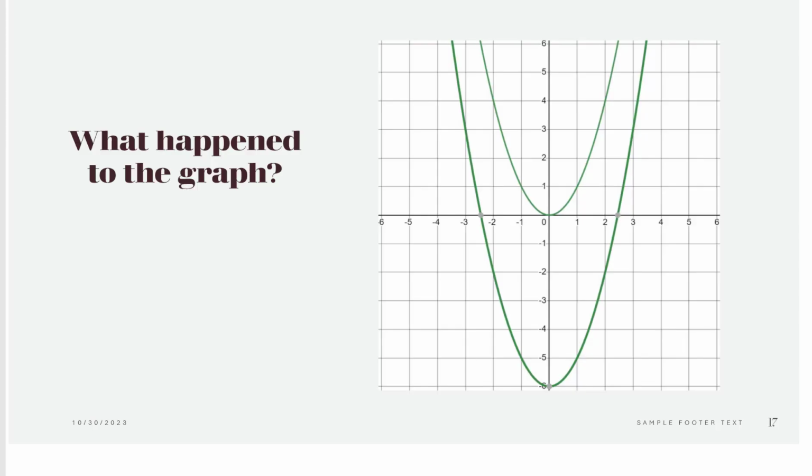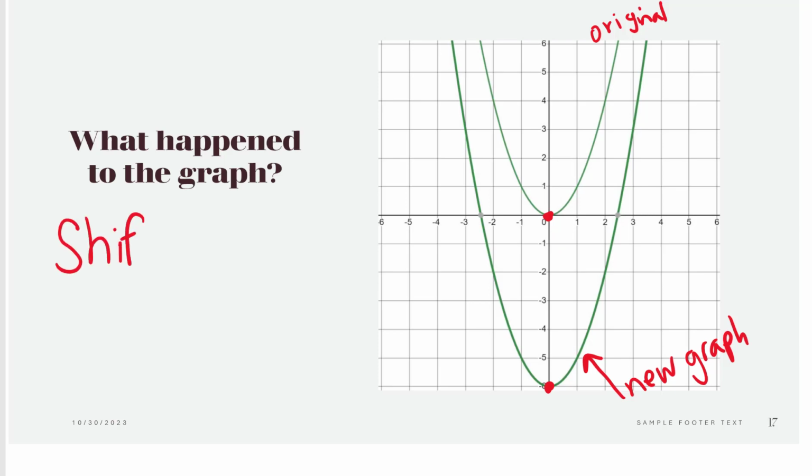The last part of the packet is what happened to the graph. So this is the original graph. Esa es la gráfica original. And this is the new graph. So what happened to the original? Did it move up or did it move down? The graph moved down, but how many spaces? So shift down, pero ¿cuántos espacios? 1, 2, 3, 4, 5, 6. The graph shifted down 6 spaces.